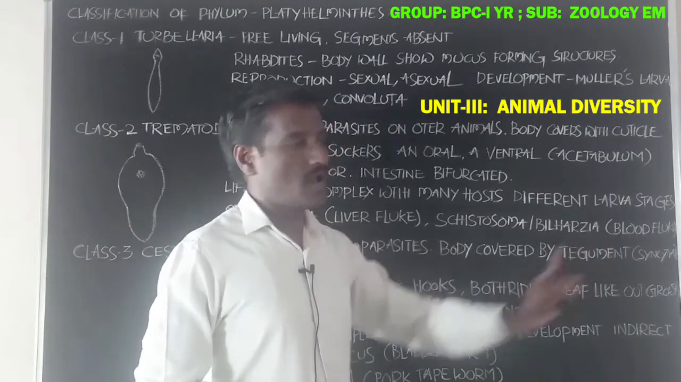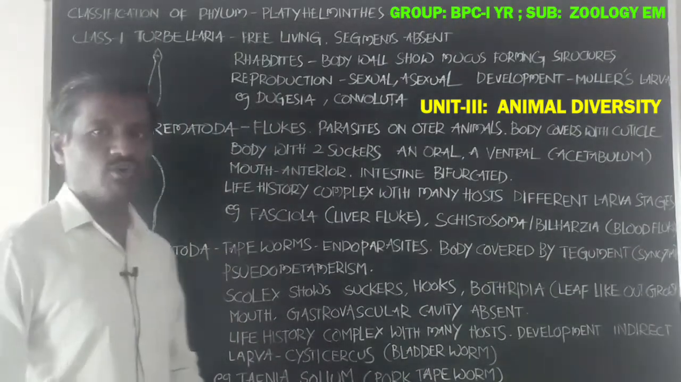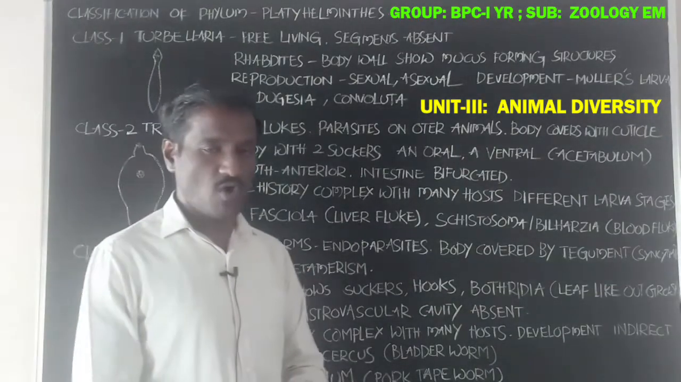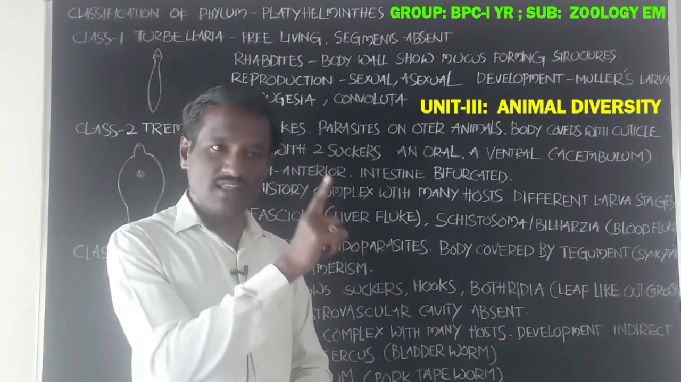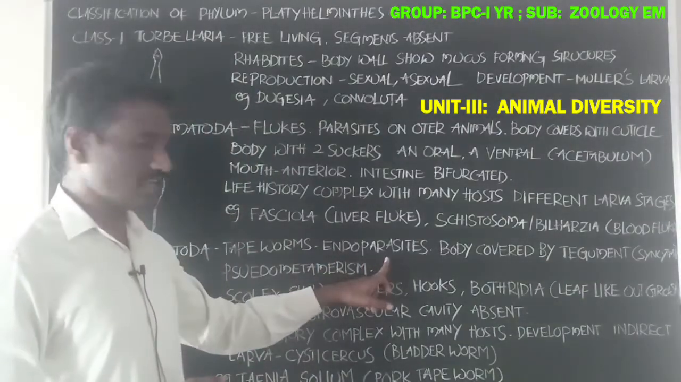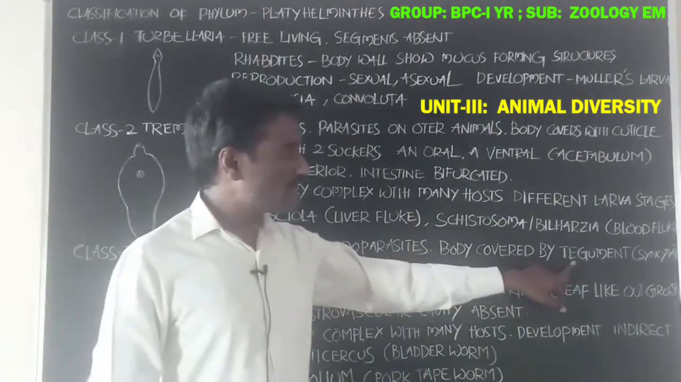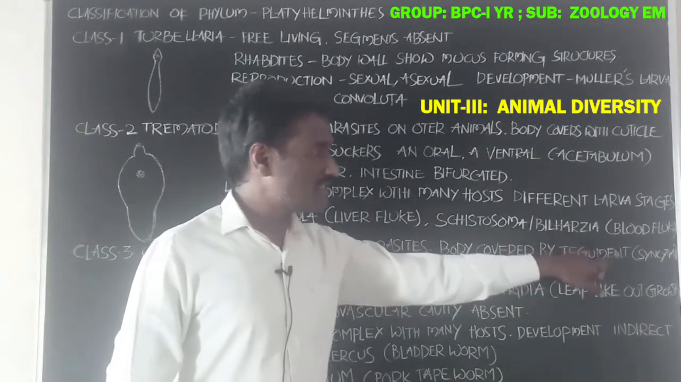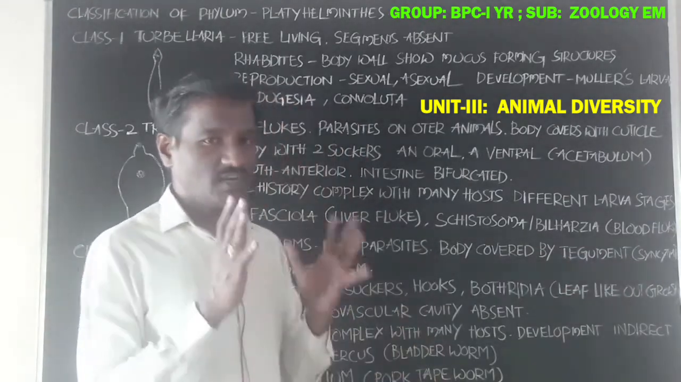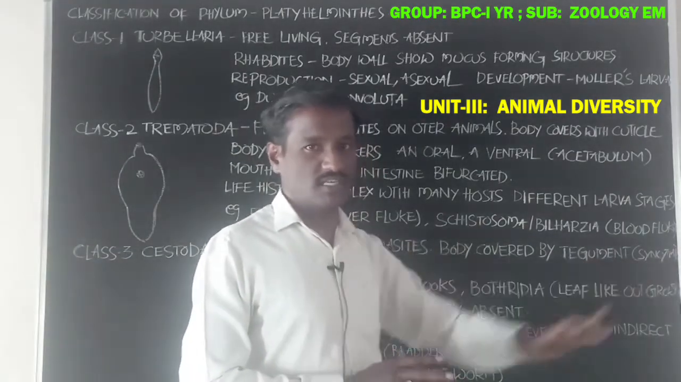Okay students. Next, the third class, that is Cestoda. What about Cestoda? It includes tapeworms. Animals in class Cestoda are called tapeworms. These are endoparasites, living in the body of another animal. The body is covered by tegument, which is syncytial, called syncytium.